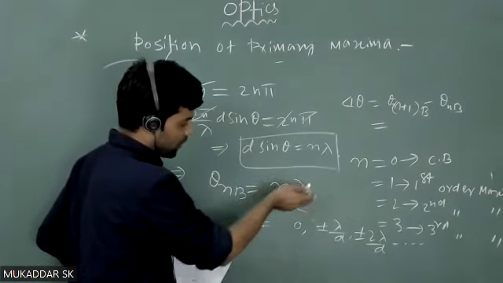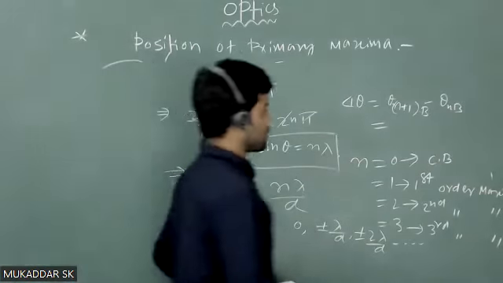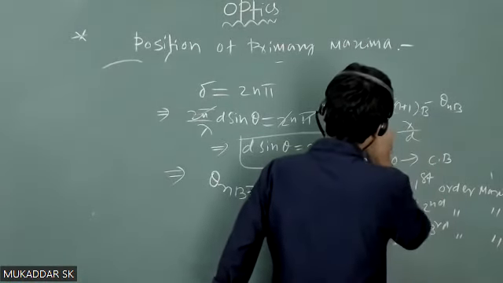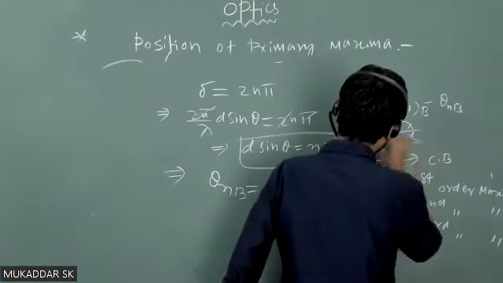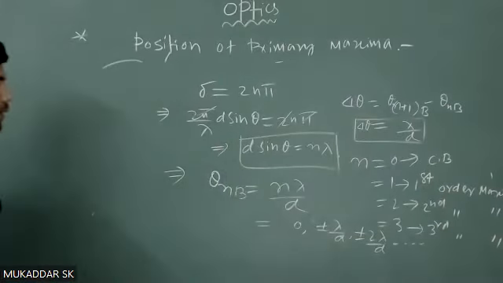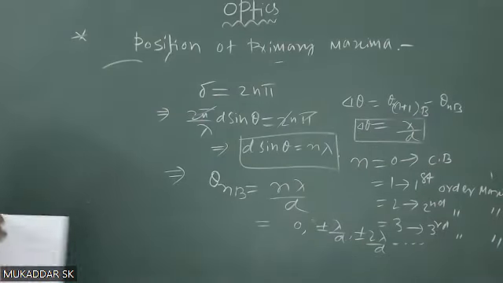n plus 1 lambda by d minus n lambda by d. So it should be how much? It will be lambda by d. So angular separation between two consecutive primary maxima will be lambda by d. Is this part clear to all?